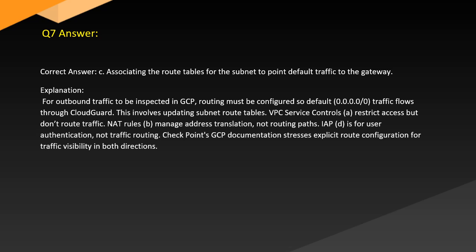VPC service controls (A) restrict access but don't route traffic. NAT rules (B) manage address translation, not routing paths. D is for user authentication, not traffic routing. Check Point's GCP documentation stresses explicit route configuration for traffic visibility in both directions.